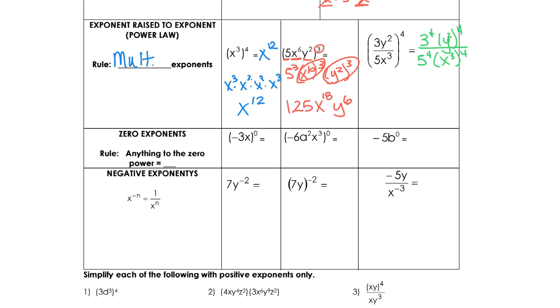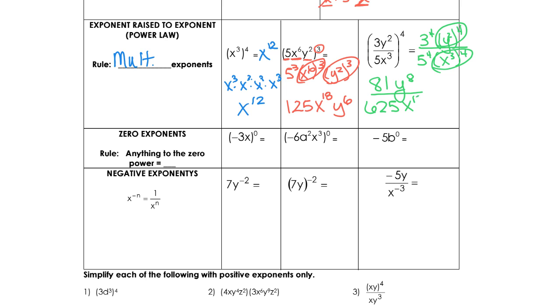So take your calculator, type in 3 to the fourth, and you're going to end up with 81. Here, that's y squared to the fourth, an exponent raised to an exponent. You multiply them, you get y to the eighth. And on the bottom, type in your calculator, 5 to the fourth is 625. And then you have x cubed raised to the fourth. An exponent raised to an exponent, you multiply them, and you get x to the 12th.